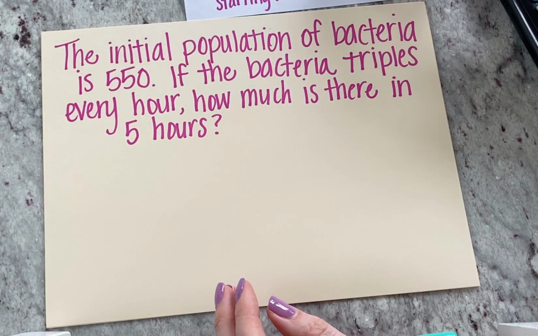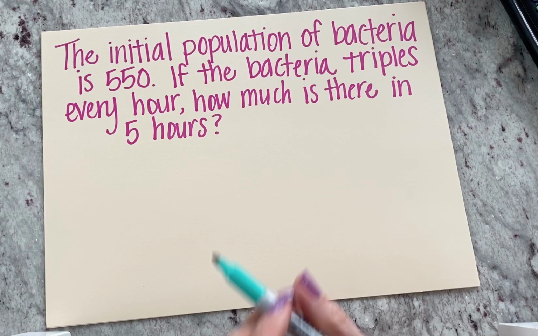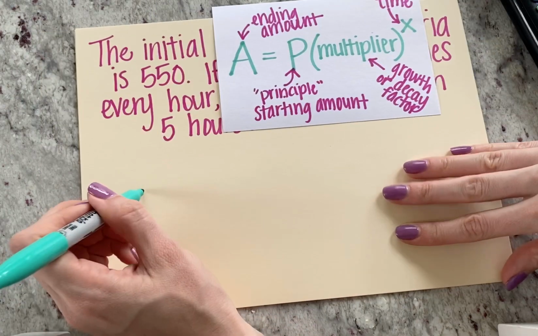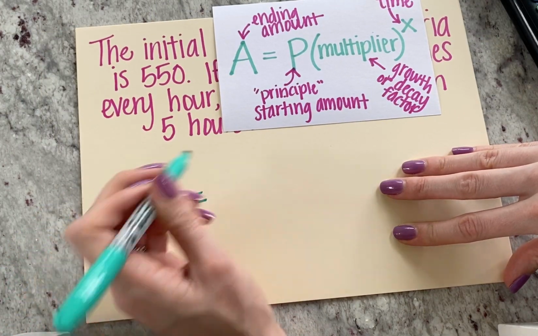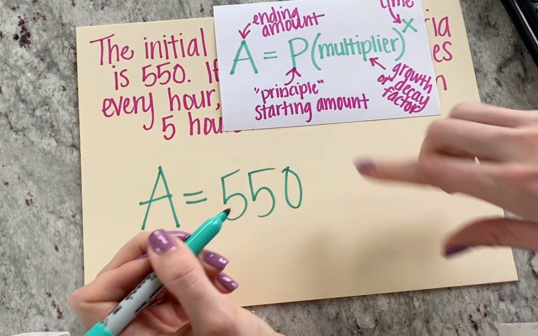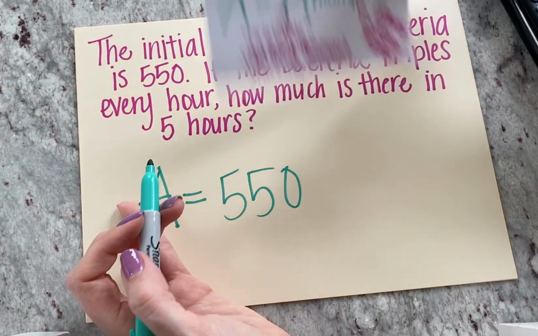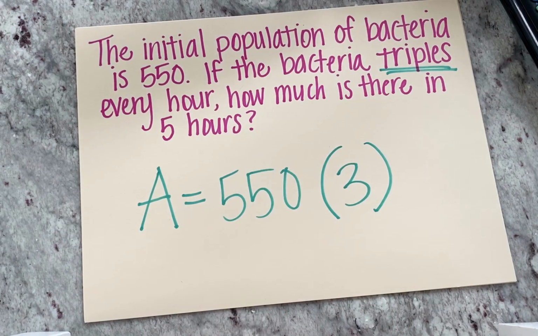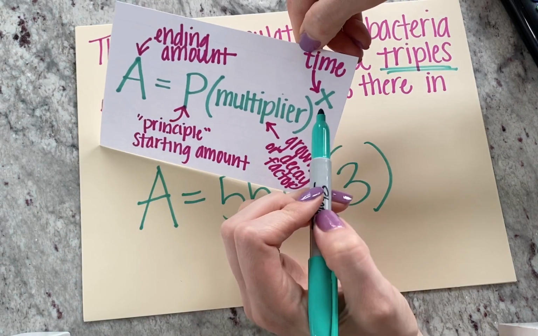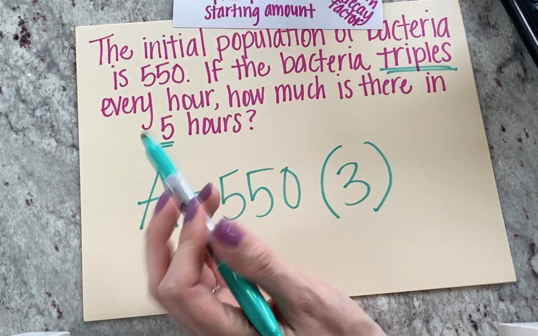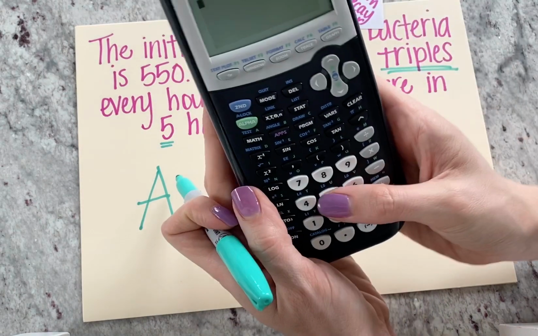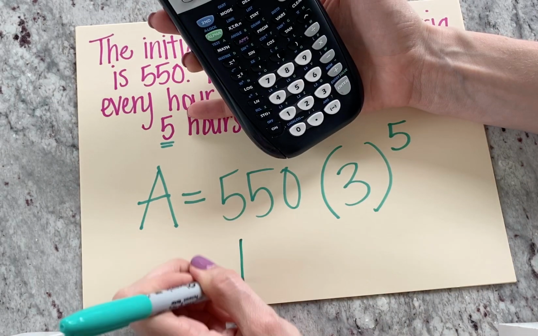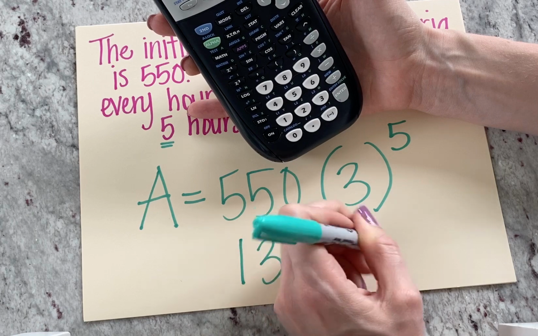The initial population of bacteria is 550. The bacteria is tripling every hour. How much is there in 5 hours? So we want to know how much is there in the end. It started at 550. Okay, so always put your starting amount and then what you multiply by. This one says that it is tripling every hour. So to triple something, you multiply it by 3. And we want to say after 5 hours. So time is what goes in that exponent. So we're going to plug the 5 in there, type that in our calculator, 550 times 3 to the 5th power. And we already have a big number of bacteria.